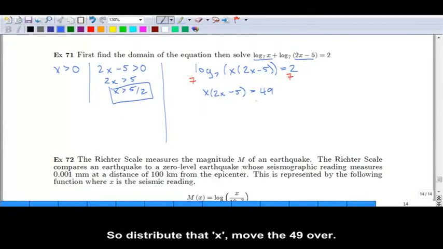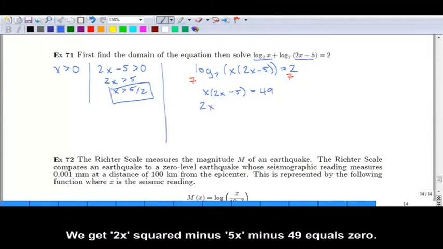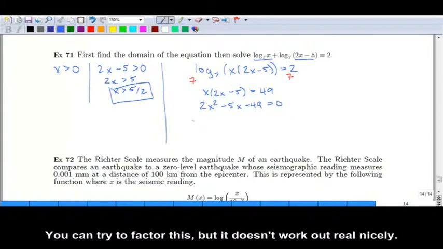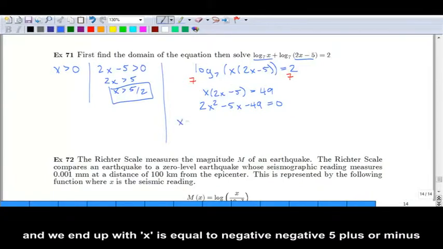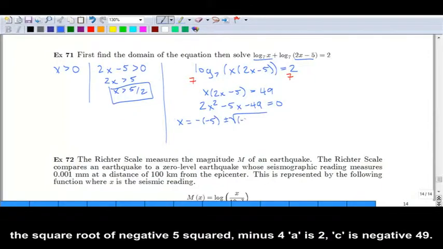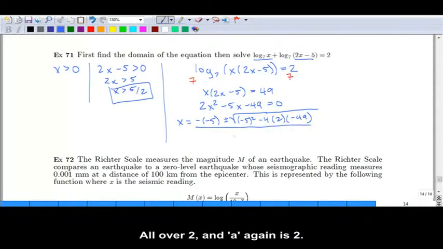So distribute that x, move the 49 over, we get 2x squared minus 5x minus 49 equals 0. You can try to factor this, but it doesn't work out real nicely. So we're going to go to the quadratic formula, and we end up with x is equal to negative 5 plus or minus the square root of negative 5 squared minus 4. A is 2, C is negative 49, all over 2, and A again is 2.